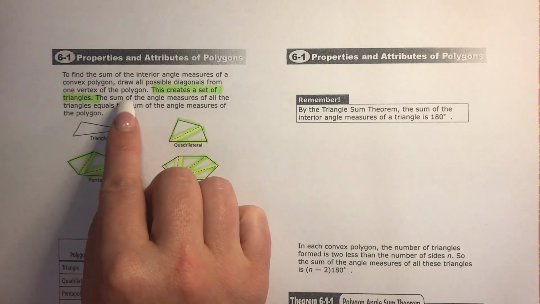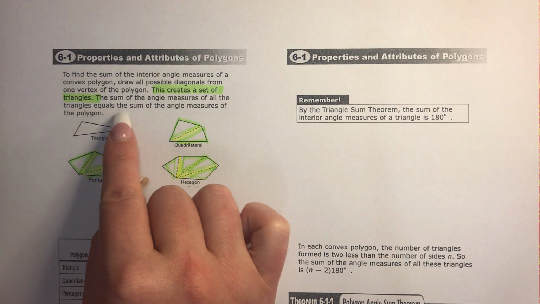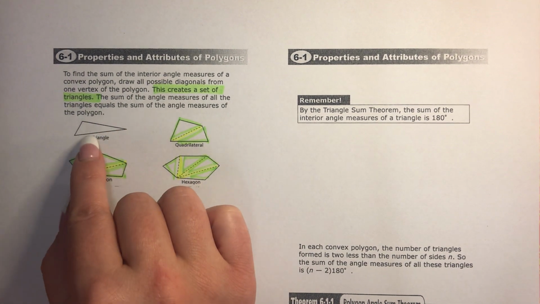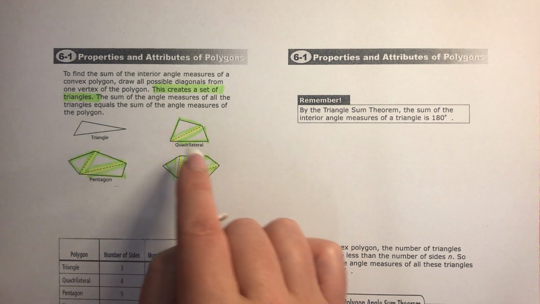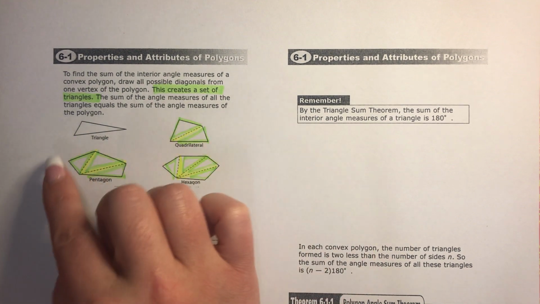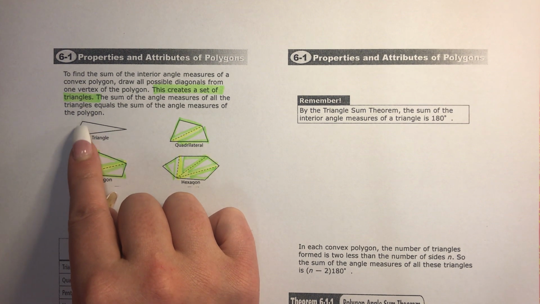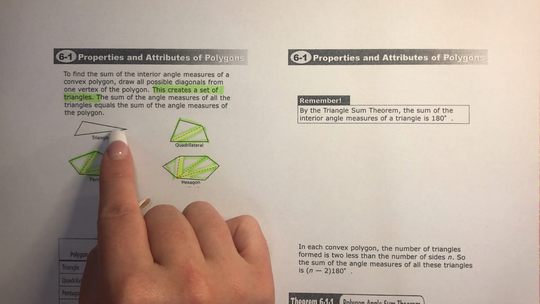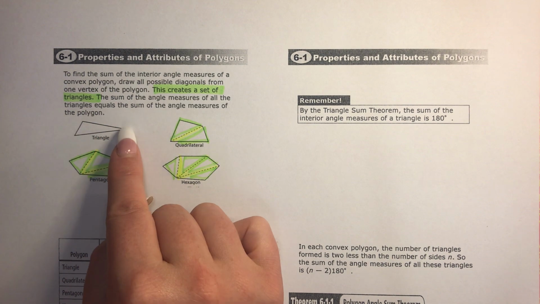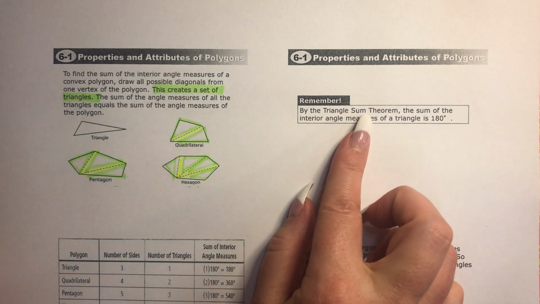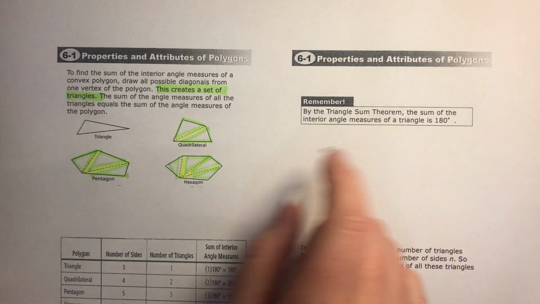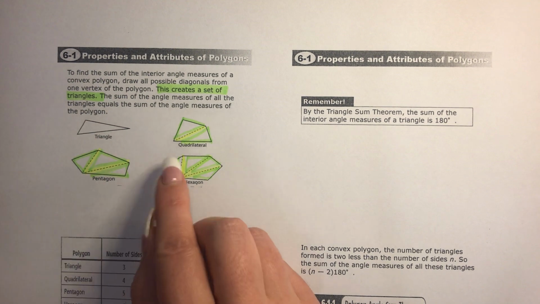So let's look here. It says the sum of the angle measures of all the triangles equals the sum of the angle measures of the polygon. Well, that makes sense for this one, right? It's just basically saying, hey, if you add up all these angles of a triangle, then it's going to be the same. We're talking about the interior angles. Well, it's a triangle, so 180, right? Remember, by the triangle sum theorem, the sum of the interior angle measures of a triangle is 180. Do you remember that triangle sum theorem?